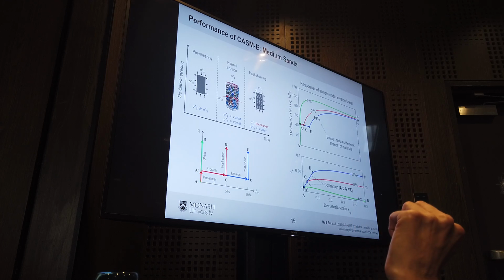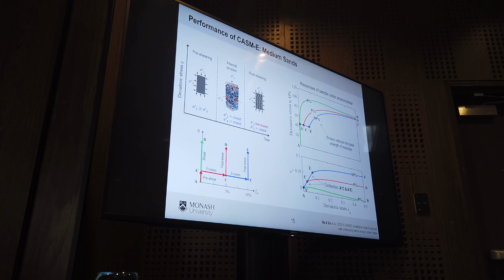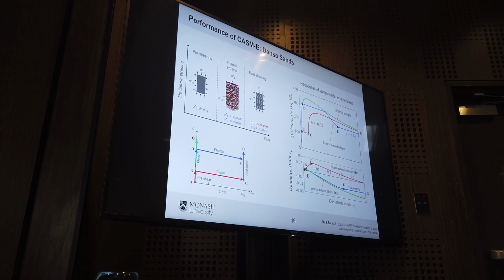And similarly, this is the volumetric behavior. The green one is no erosion, and you can see from these predictions, the model was able to tell that with the increase in the mass loss, the sample becomes more contractive. So this is what we capture from the developed model.